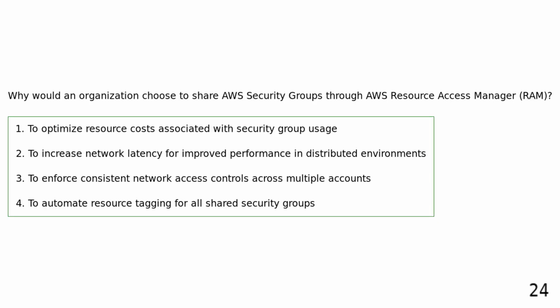Why would an organization choose to share AWS security groups through AWS Resource Access Manager? To optimize resource costs associated with security group usage. To increase network latency for improved performance in distributed environments. To enforce consistent network access controls across multiple accounts. To automate resource tagging for all shared security groups.